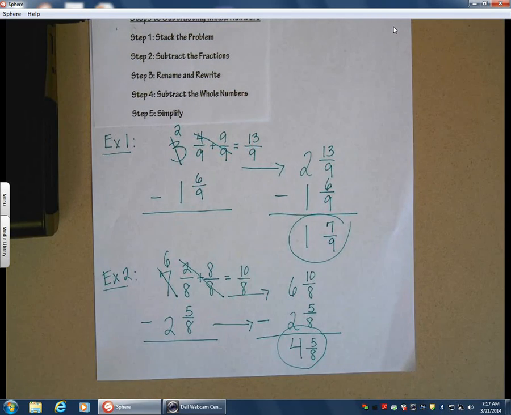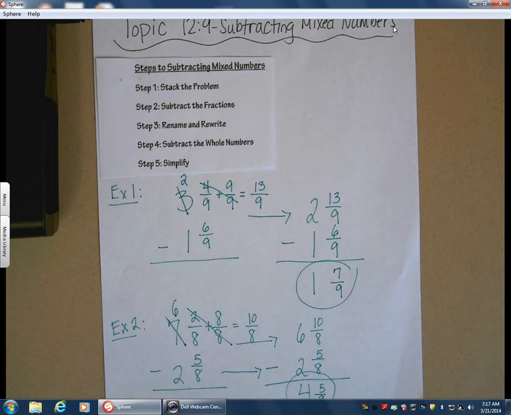So remember to follow these steps when you are subtracting mixed numbers, and remember they're in your math folder.